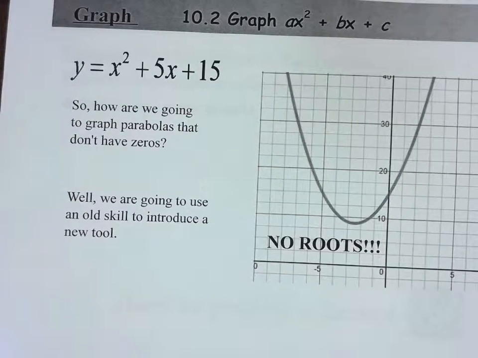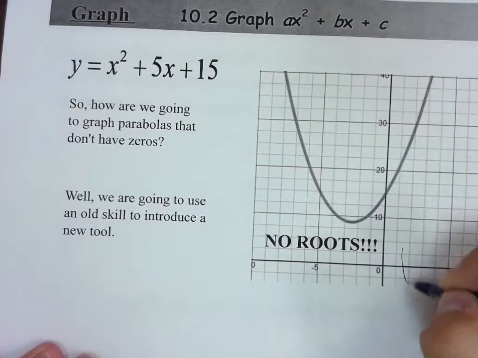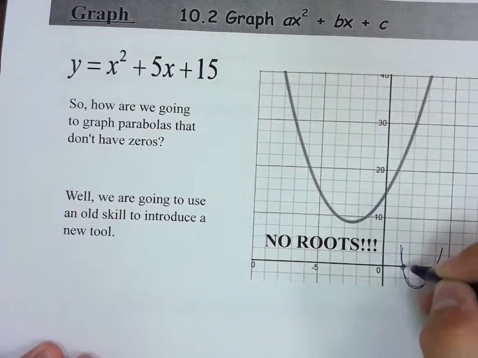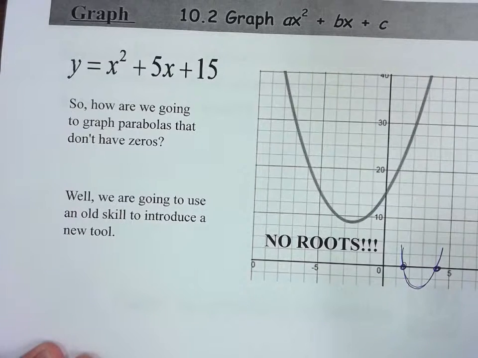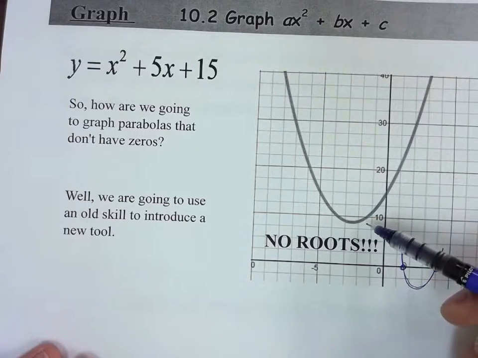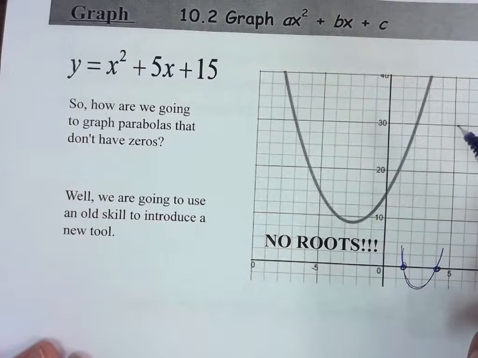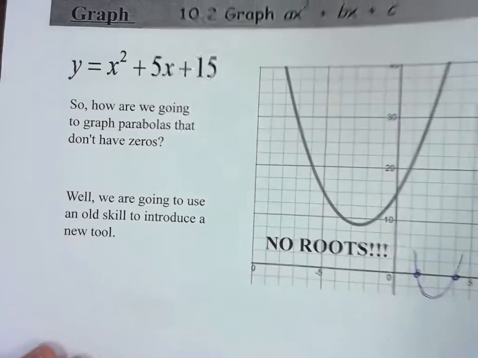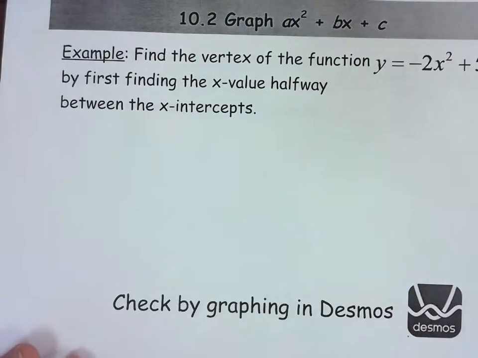Well, we're going to use something we've been doing to find a new way around this problem. Every parabola we've graphed so far has crossed the x-axis somewhere, and we've had two roots. Roots, zeros, x-intercepts, whatever you want to call them. This one, and many others like it, will never touch, so there are no zeros. Okay, so let's look at how we used to do this.